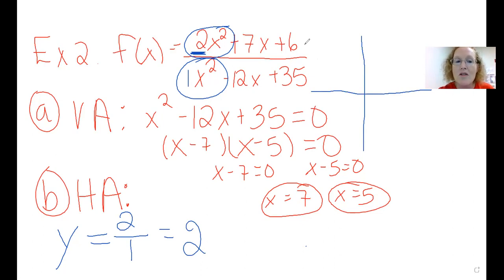So for my vertical asymptotes, remember vertical asymptotes are up and down. So 1, 2, 3, 4, 5, 6, 7. I'm going to have to move this over just a little bit. There we go. Let's just do that. I think I got too close to the screen. Okay, so 1, 2, 3, 4, 5. So right here at 5, I would have a dashed line for a vertical asymptote. And then over here at 7, I would also have a dashed line for a vertical asymptote.